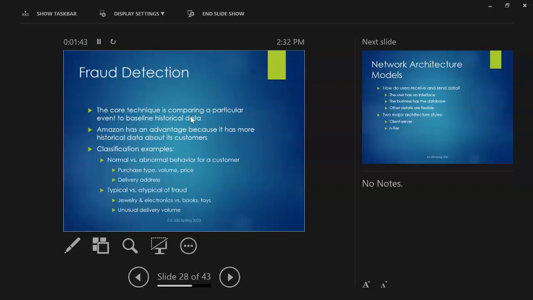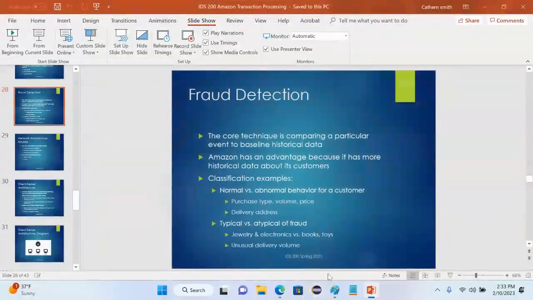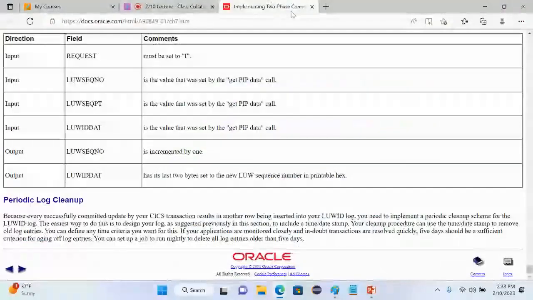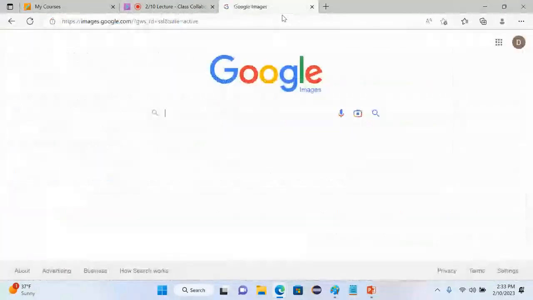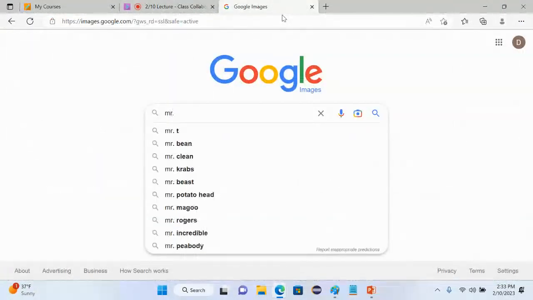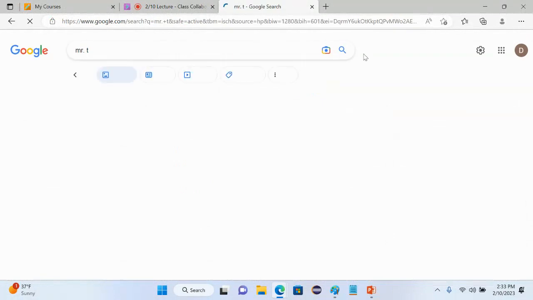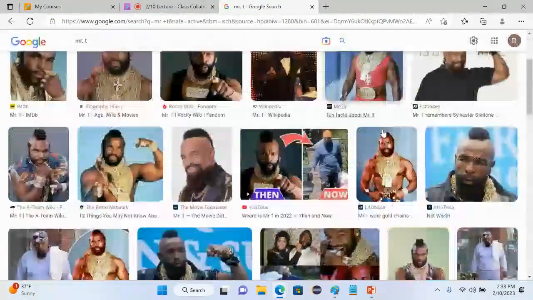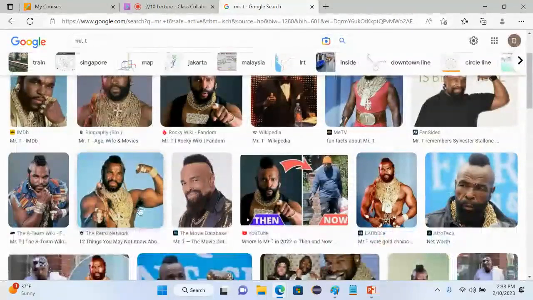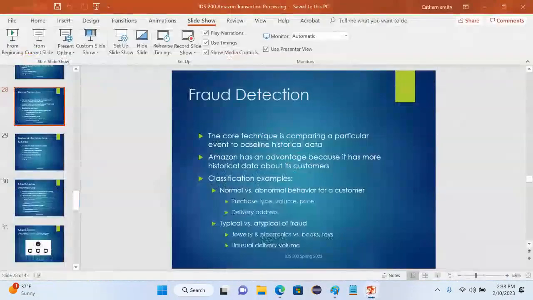gold. Okay, so I'm going to show you a picture of Mr. T. For those of you who don't know, funny thing. What's that? Yeah. Well, this is relevant, believe it or not. All right, so here's Mr. T, right? There he is. He's got a lot of gold. That's fine. Now, the reason why this is relevant.